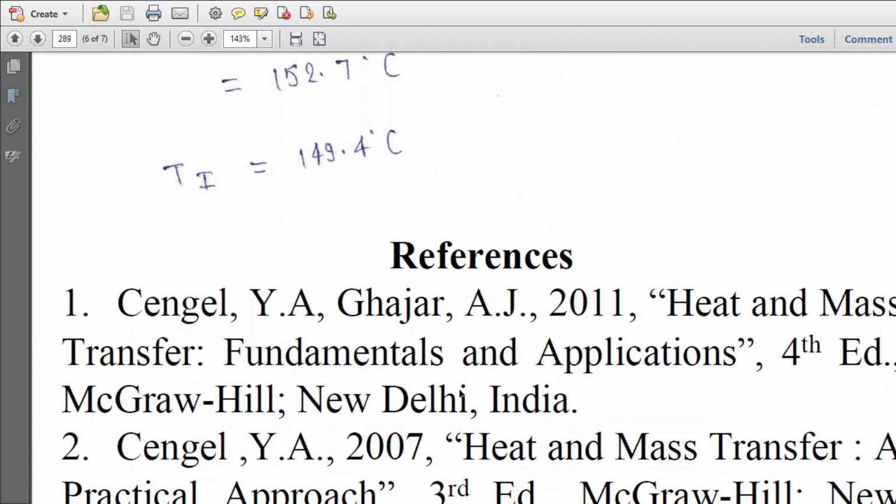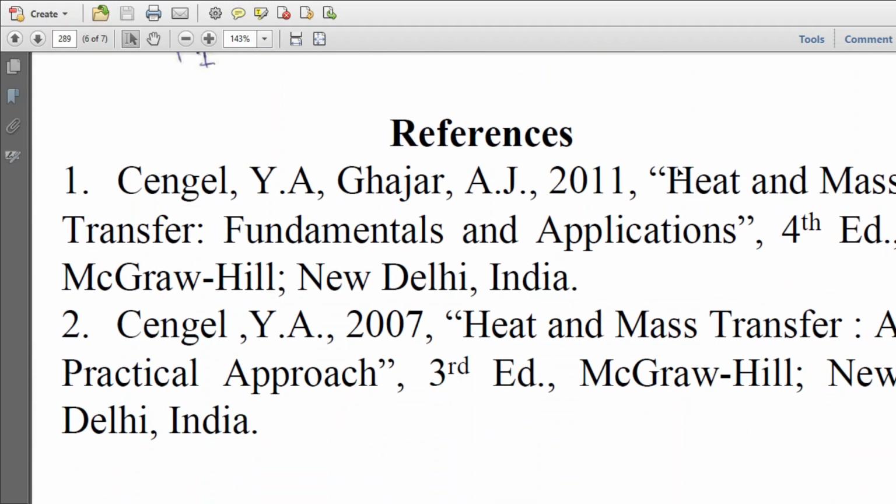The reference for this is taken from Heat and Mass Transfer: Fundamentals and Applications by Cengel. Another book by Cengel is Heat and Mass Transfer: A Practical Approach.